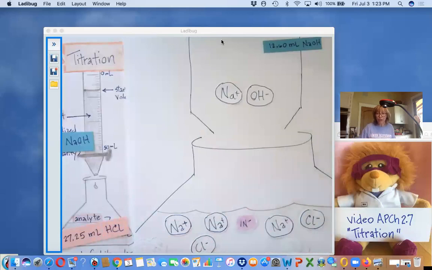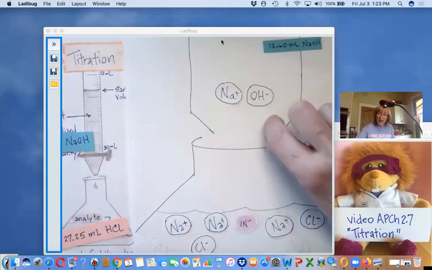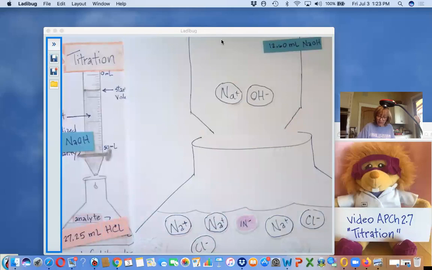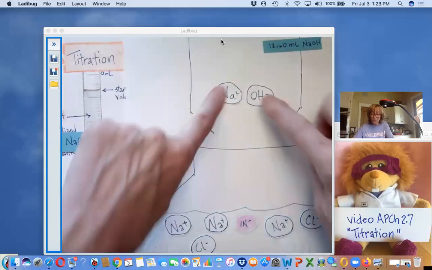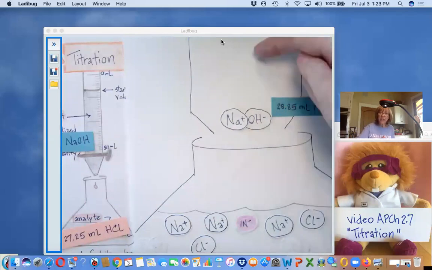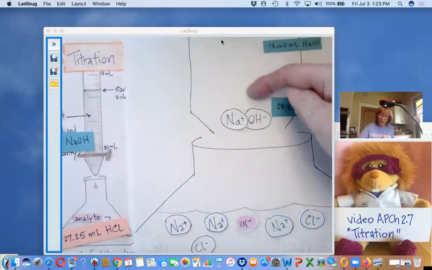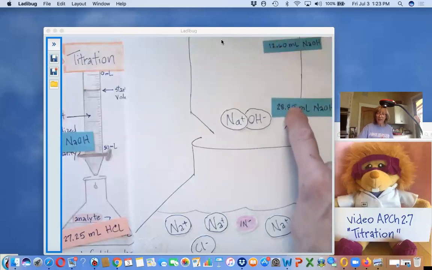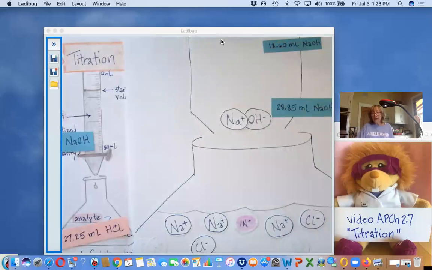That's a visual clue. When you add that one more drop of sodium hydroxide and you get a pink color in your flask, that tells you to stop. So don't add any more. And instead, you're going to read the final volume on the burette. So we started here, we added sodium hydroxide, and we ended here. Okay, this faint pink color tells me I have reached what's called the equivalence point.